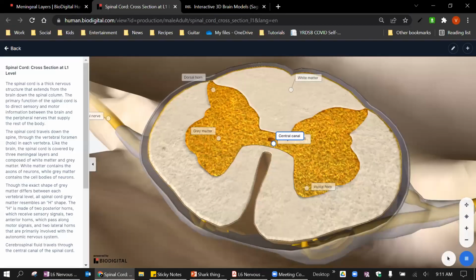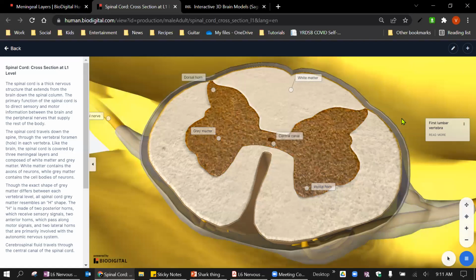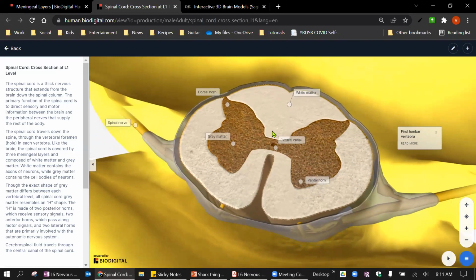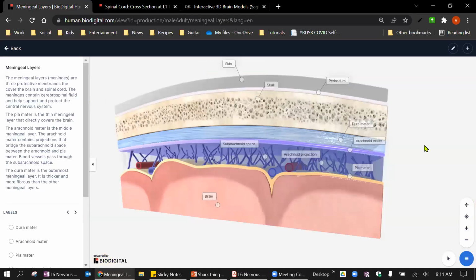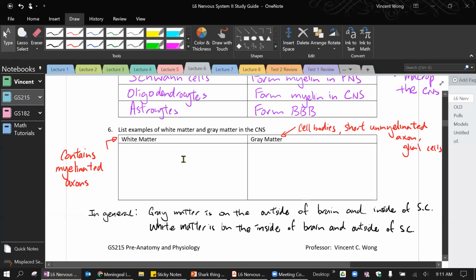So over here, you can see this is the spinal cord, and on the outside, that's the white matter, and the butterfly that you see on the inside, that is the gray matter. For the brain it is opposite. You can see over here, well, maybe not this one, but like over here where we saw part of the brain, the gray matter is on the outside, whereas the white matter is on the inside. But there are some exceptions, as you will see in a bit.